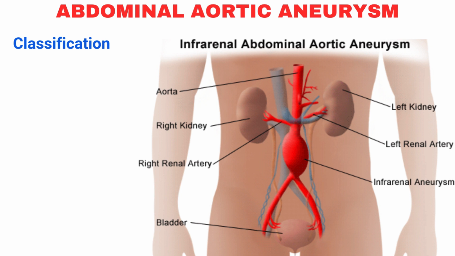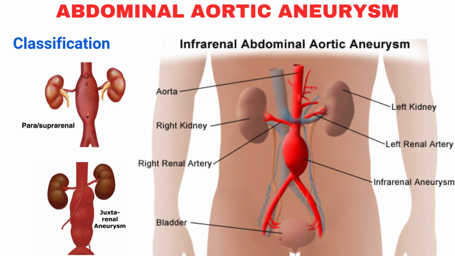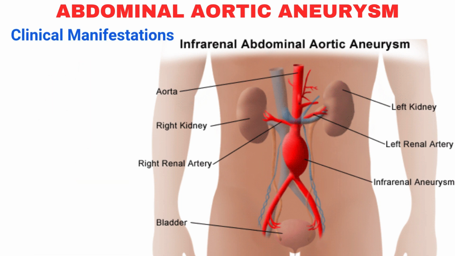Abdominal aortic aneurysms can form in any of the following locations. Below the kidneys, it is called infrarenal. At the same level as the kidneys, it is called juxtarenal. Above the kidneys, it is called suprarenal. The cause of abdominal aortic aneurysm, which is the most common type of degenerative aneurysm, has been attributed to atherosclerotic changes in the aorta. Now we will see the clinical manifestations of abdominal aortic aneurysm.